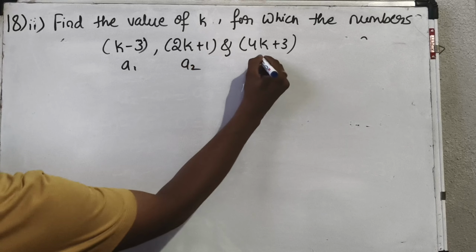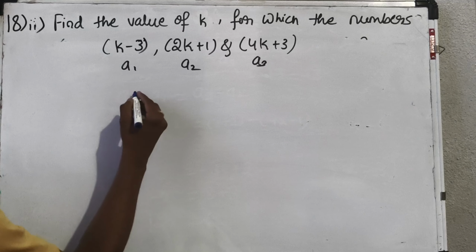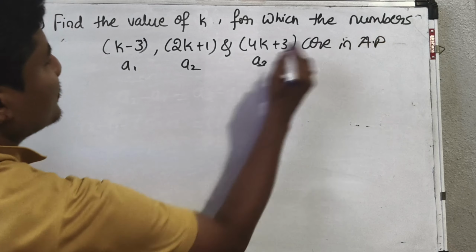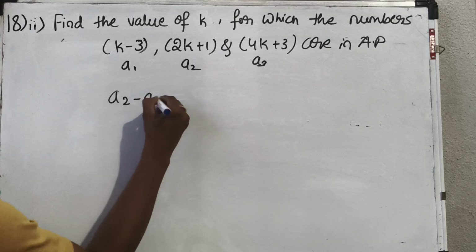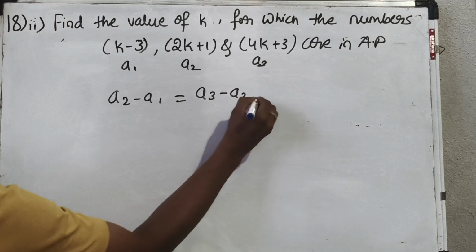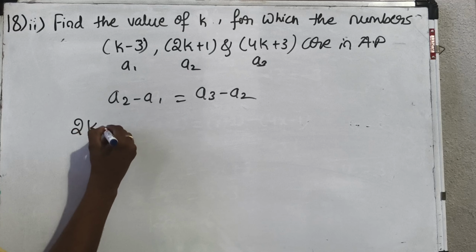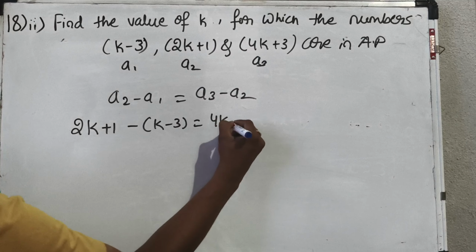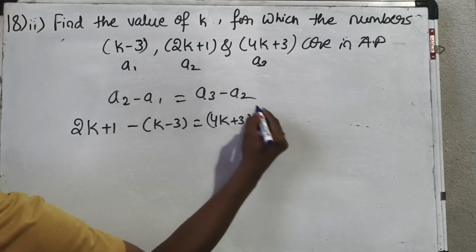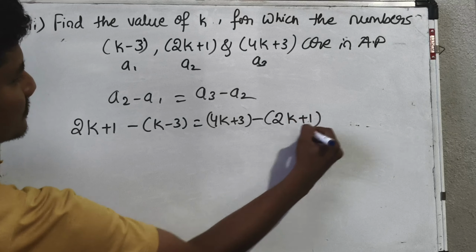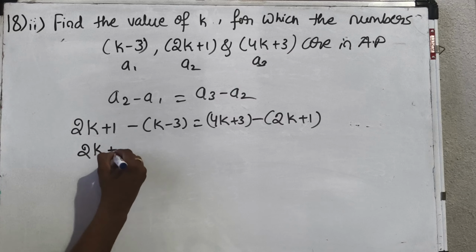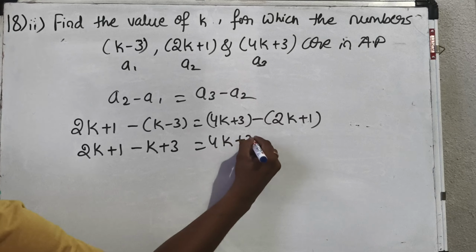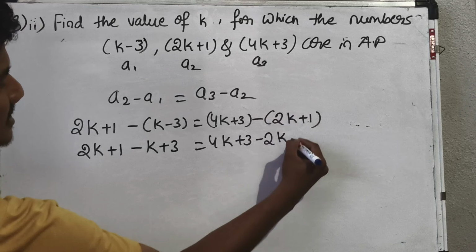Find the value of k for which the numbers are in AP. Again, A2 minus A1 is equal to A3 minus A2. The common difference should be the same. 2k plus 1 minus (k minus 3) is equal to 4k plus 3 minus (2k plus 1). 2k plus 1 minus k plus 3 is equal to 4k plus 3 minus 2k minus 1.